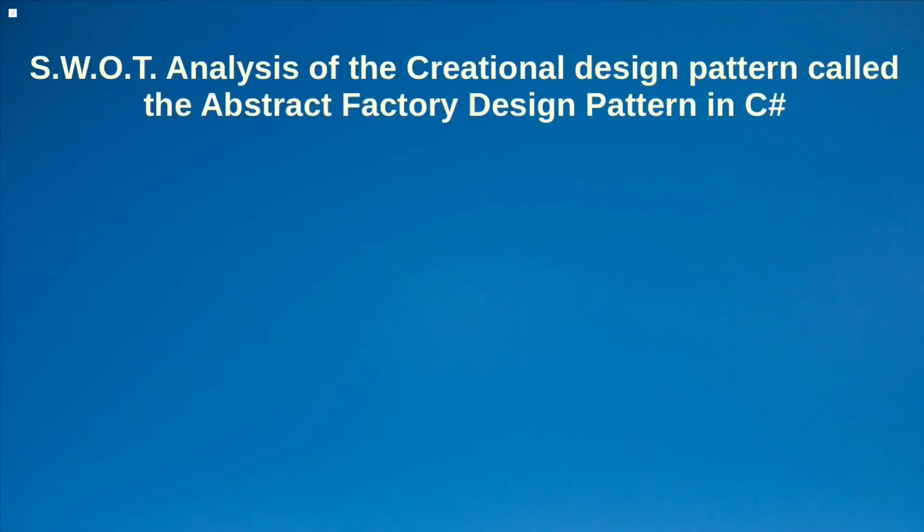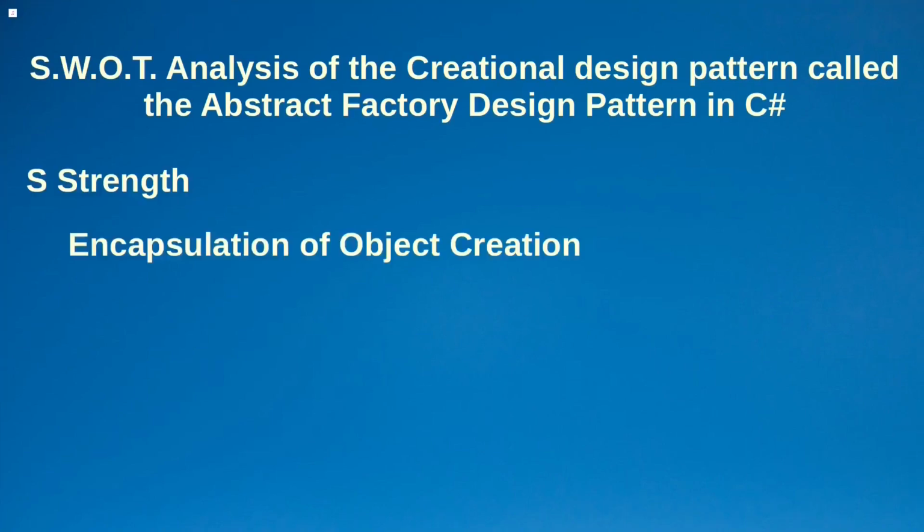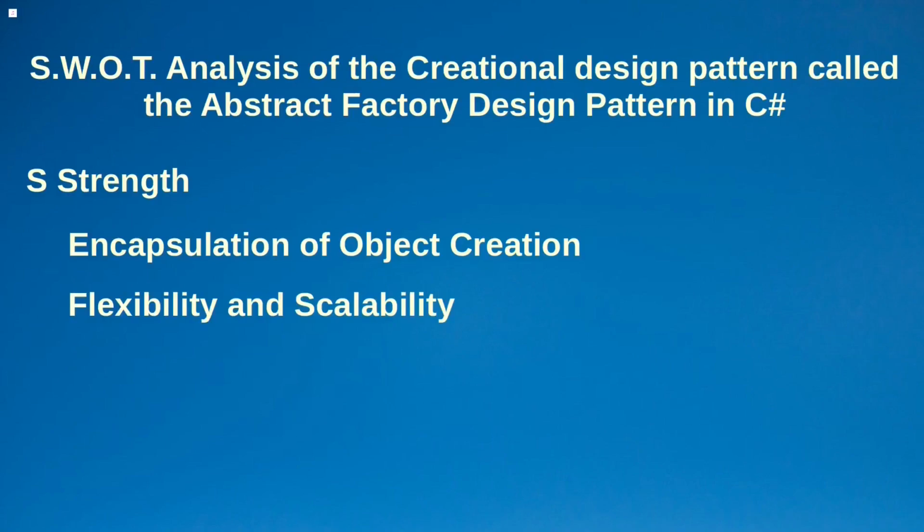SWOT analysis of the Creational Design Pattern called the Abstract Factory Design Pattern in C#. S. Strengths. Encapsulation of object creation. The Abstract Factory Pattern encapsulates the creation process of family-related objects. This promotes a cleaner separation between object creation and business logic, leading to more modular code, flexibility, and scalability. The pattern makes it easy to introduce new product families or switch between them without altering the client code. This is particularly beneficial in large systems where the object creation process is complex and subject to frequent changes.